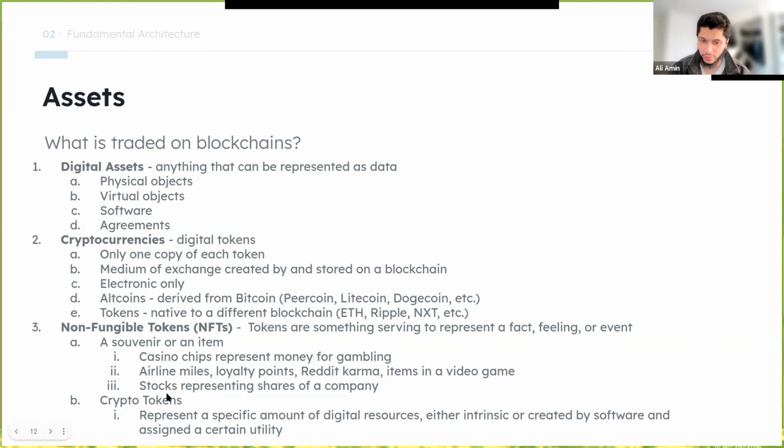So a crypto token represents a specific amount of digital resources, either it is itself a resource or it's created by software and it has a purpose. Questions?